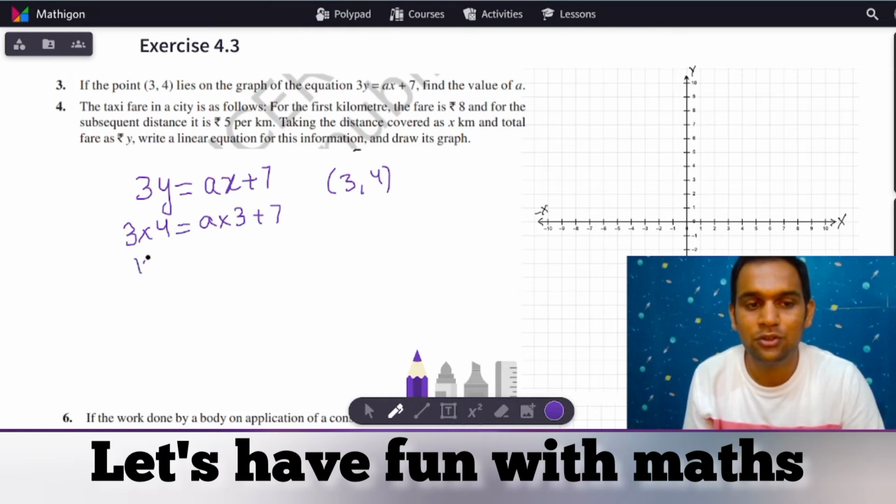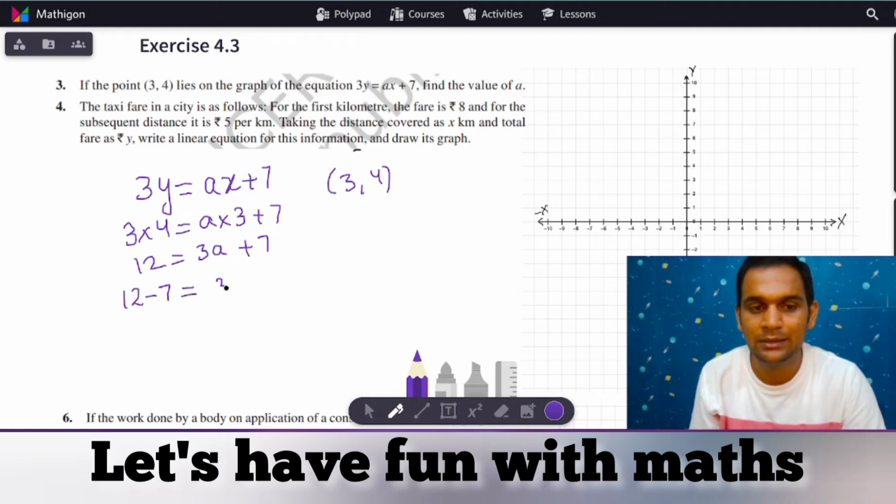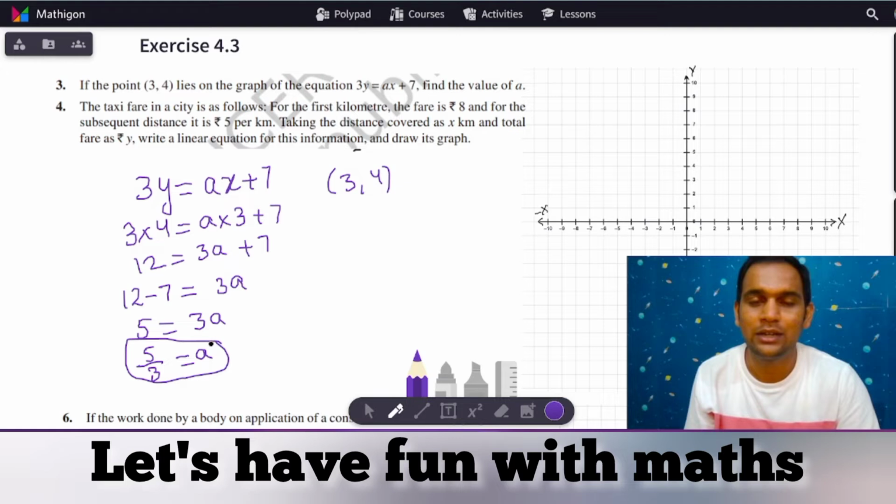So 4 times 3 is 12. That equals a times 3, which is 3a, plus 7. Now plus 7 goes to the other side. It becomes minus 7. So 12 minus 7 equals 3a. 12 minus 7 is 5, equals 3a. Now 3 multiplied by a, when it goes to the other side, becomes division. 5 by 3 equals a. And that's how we get the value of a.